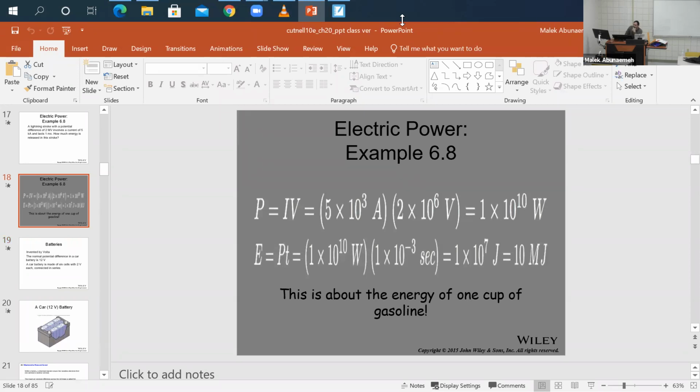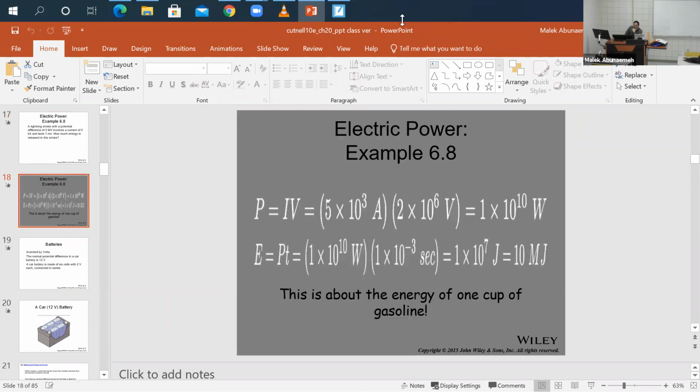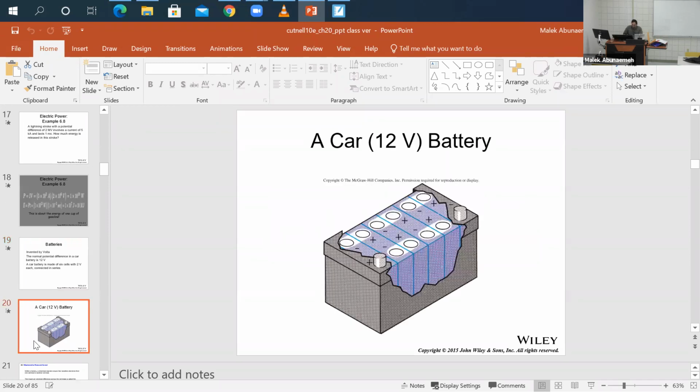Here's another question over here that you can actually also apply to what we did. Go ahead and solve it. Now, batteries were invented by Volta. So the normal potential difference in a car battery is 12 volts. A car battery is made of 6 cells with 2 volts each. And they are connected in series.